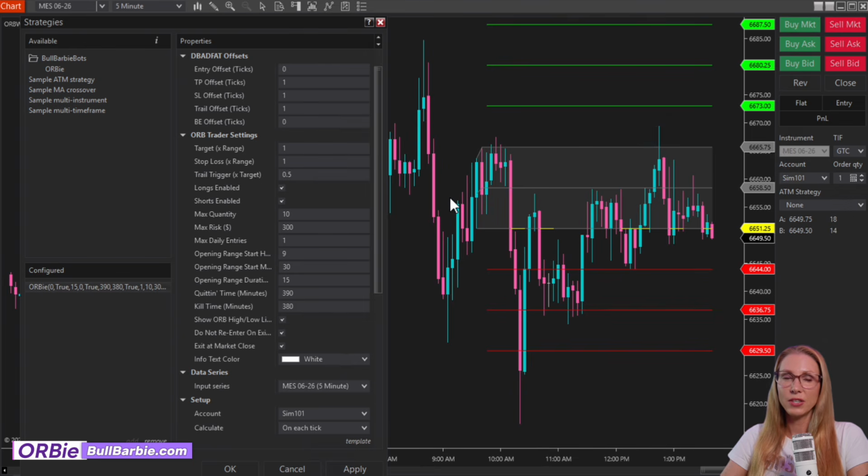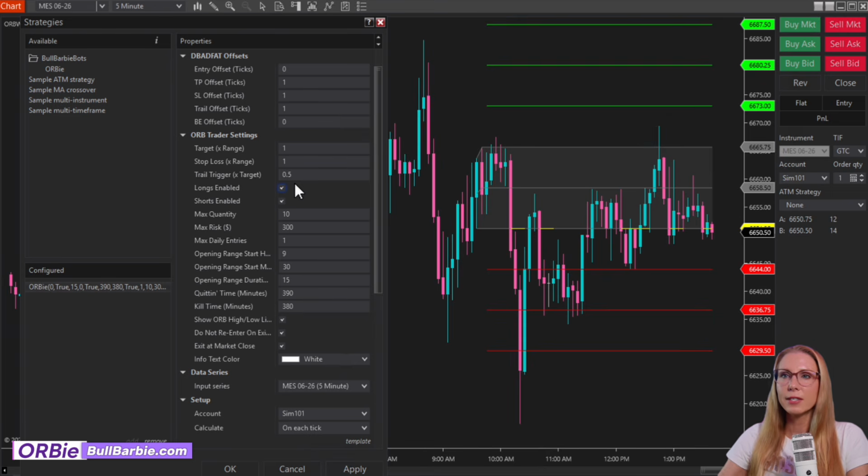Okay, this is new if you tried the beta trial version of my ORBie. I was showing you with the Orb Wrangler indicator where my ranges are and what I'm looking for with that 1-to-1. And that's now adjustable. So you can set your target range. If you want to keep it 1-to-1, you can leave that, or you can change it. And then also the trail trigger.